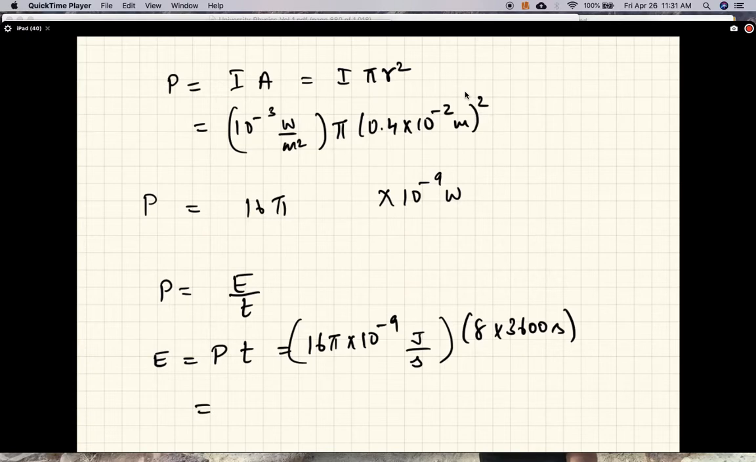Okay, so let's do this. 16 pi times 10 to the minus 9 times 8 times 3,600, and this works out to 1.45 times 10 to the minus 3 joules.